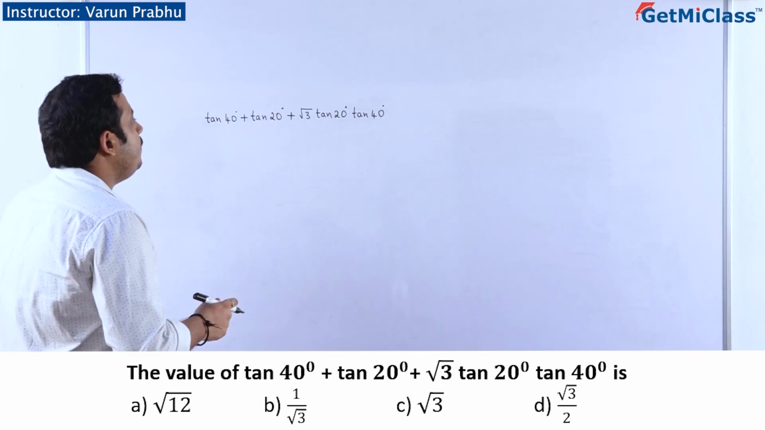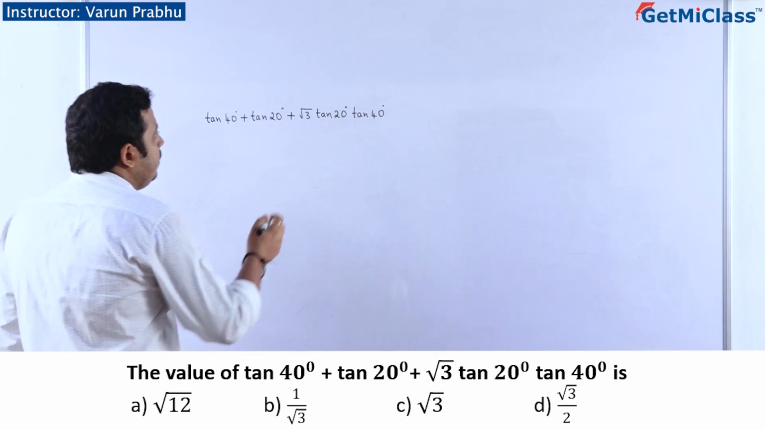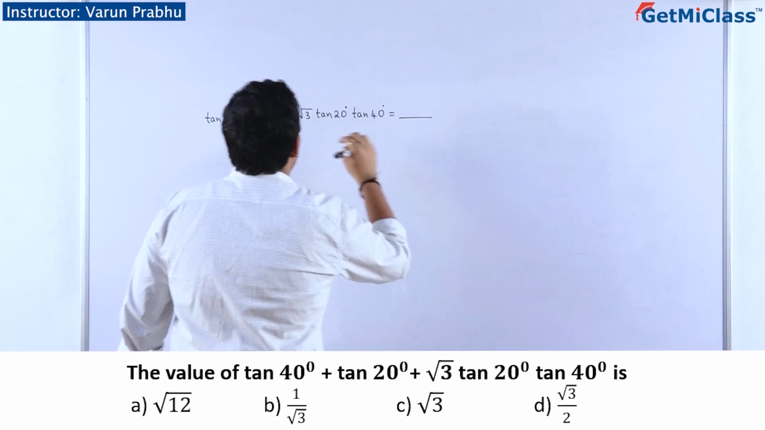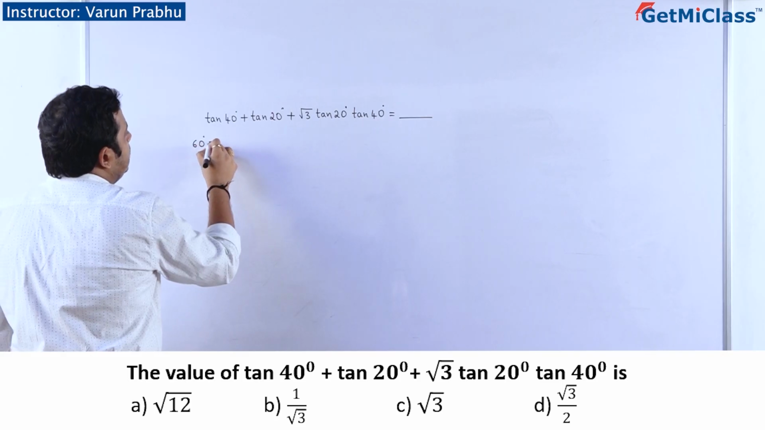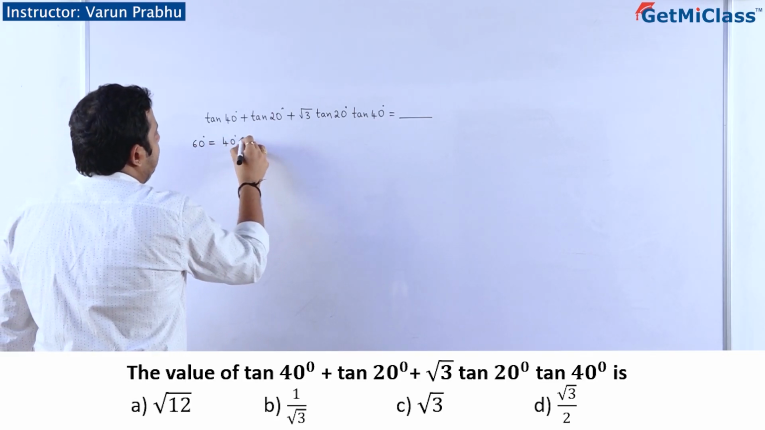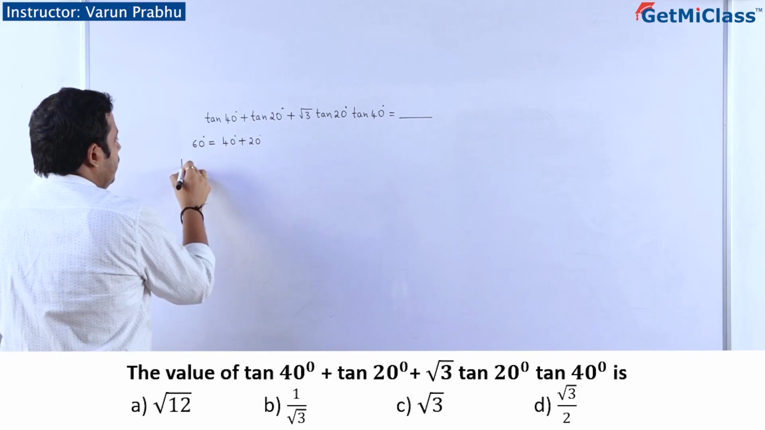The question is asking for the value of this particular expression. See, it's very simple. Here 40 and 20 will give me 60 degrees, correct or not? 60 degrees is nothing but 40 degrees plus 20 degrees. So can we not take it like this?